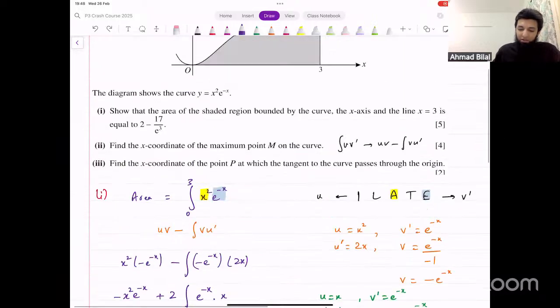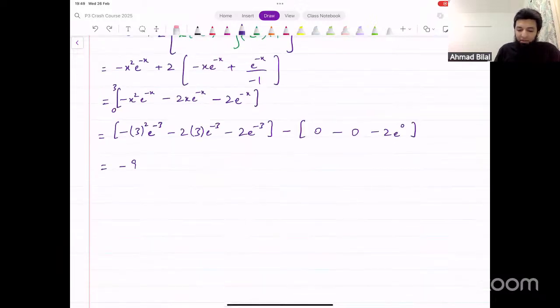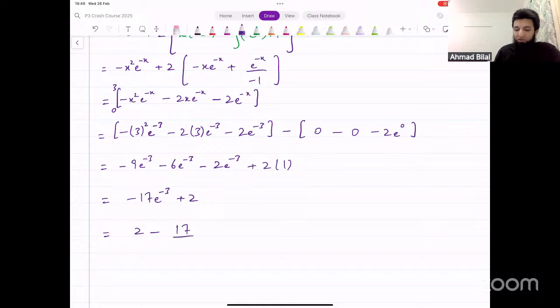What do we want at the end? Okay, e cube in the denominator. All right, so we have minus 9. Let's keep it like this for now because we have more terms like that as well. Minus 9 e power minus 3, minus 6 e power minus 3, minus 2 e power minus 3, minus minus plus 2 into e power 0, which is just 1. Simplify this. This becomes minus 17 e power minus 3 plus 2. And that can be written as 2 minus 17 over e cube. And that's what we wanted to prove there. That's your final area.